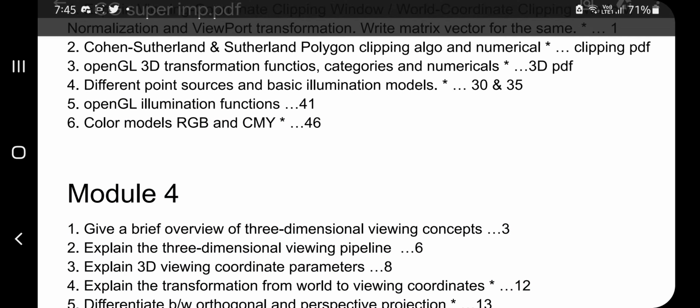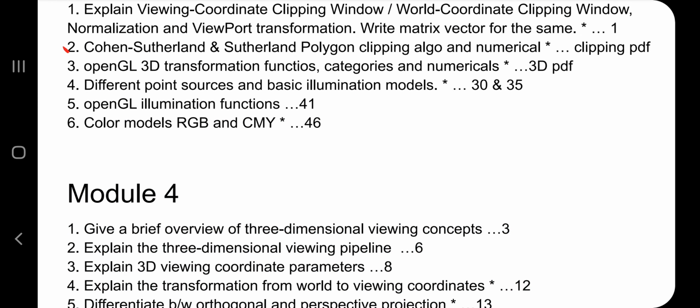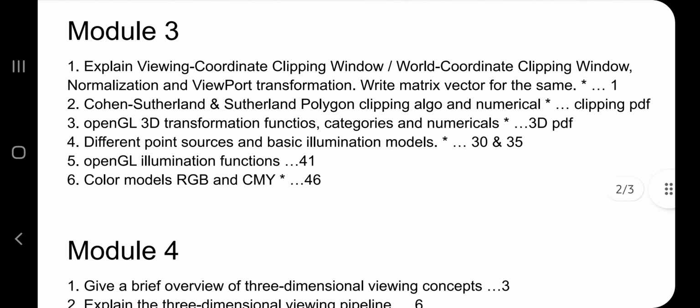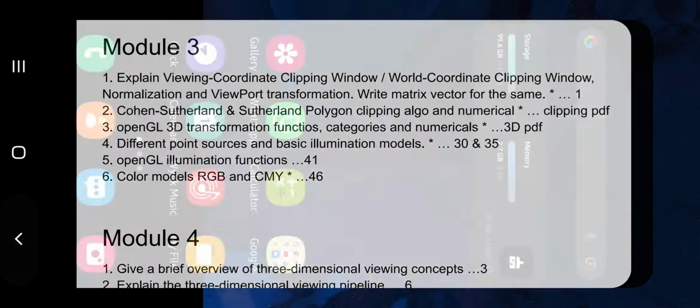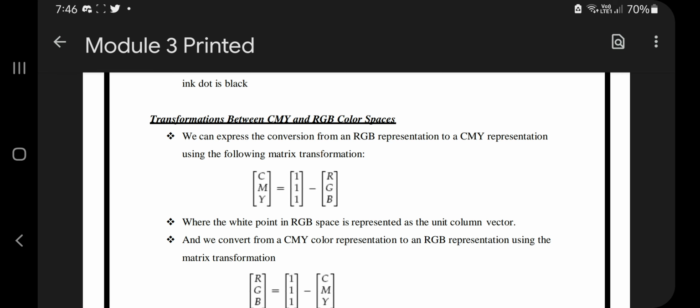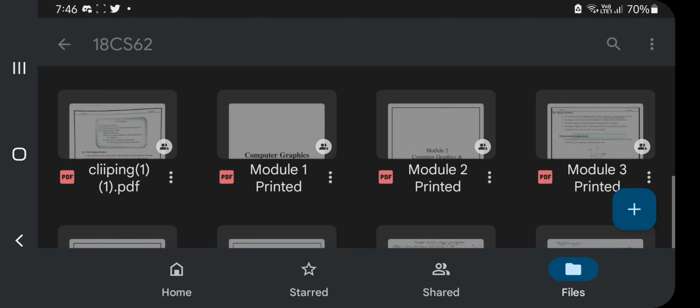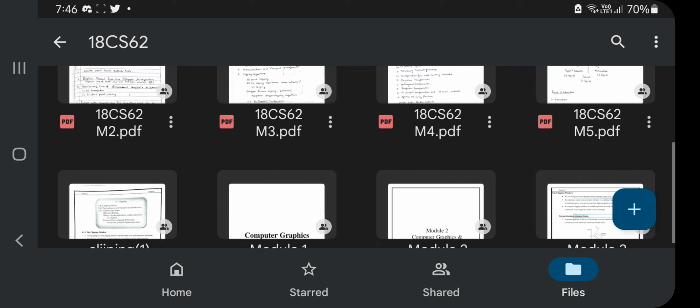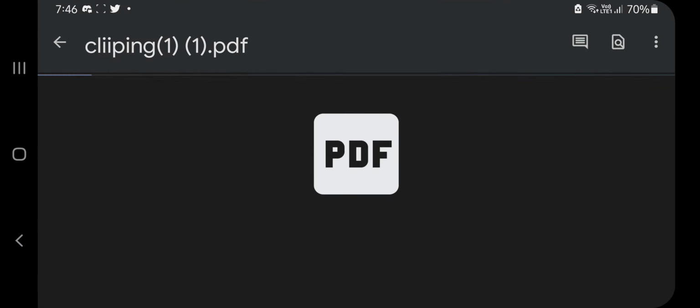Now let's move on to the things which we skipped, which are Cohen Sutherland, polygon, and the numerical as well as the algorithm. Then we have the 3D transformation functions. So let's have a look. This is in different PDFs. So it's in the clipping PDF, we'll do these two things, then we'll move to the 3D PDF. So let's move on to the clipping PDF. This is the clipping PDF which I am talking about.